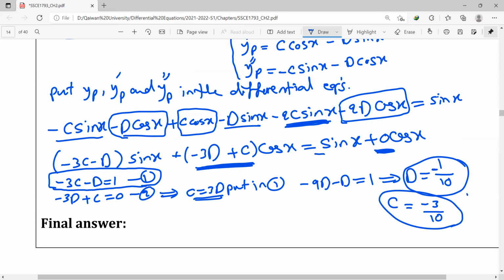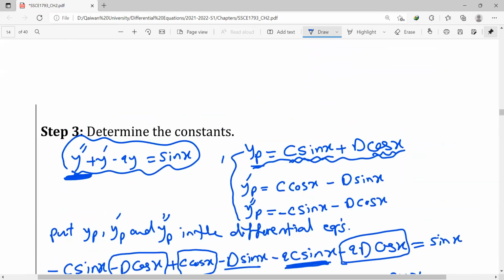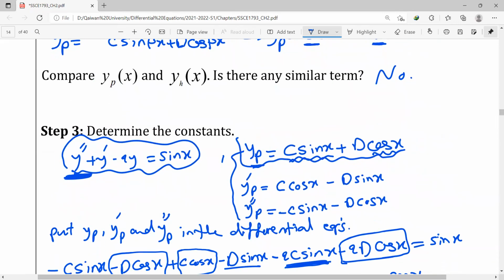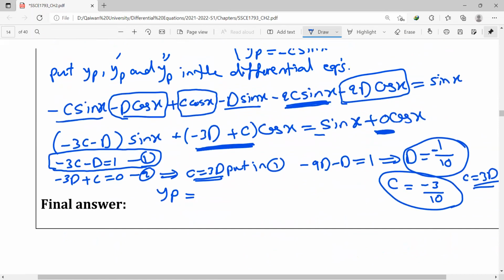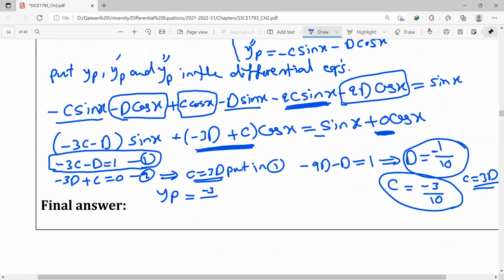Because c is 3 times d, and d is minus 1 over 10, if you multiply by 3, we get minus 3 over 10. This is c. So the particular solution is, we said, c sine plus d cosine. It is minus 3 over 10 sine x plus, and d becomes, minus 1 over 10 cosine x.